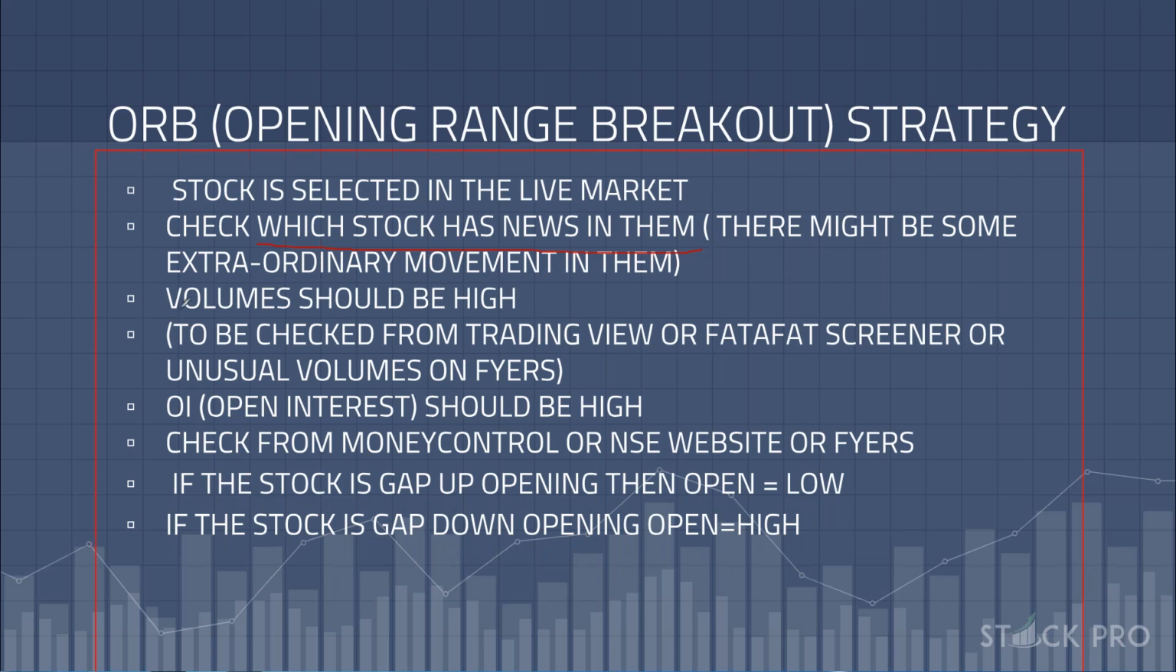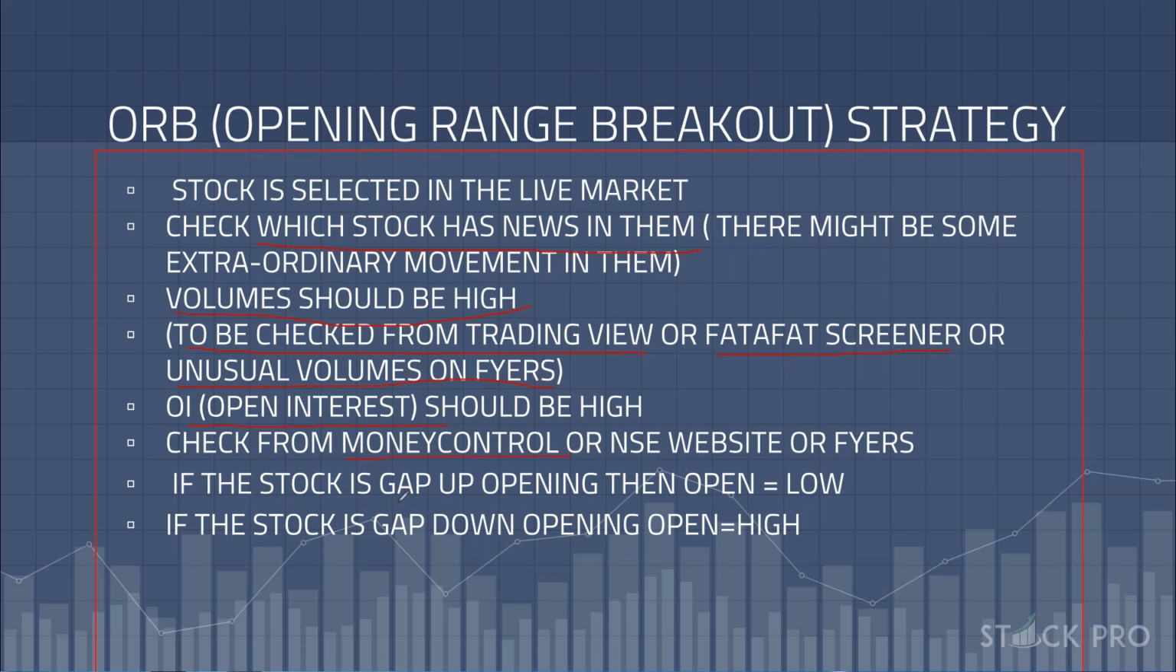And then volumes. The first condition for the ORB is that the volume should be very high. Then how do you check that? You will be checking that from TradingView, or the Fatafat screener, or the unusual volumes on the fires, right? These are the places where you can find stocks with high volumes. You should also figure out the open interest, which should be high. You can check that from either the NSE website or from Moneycontrol.